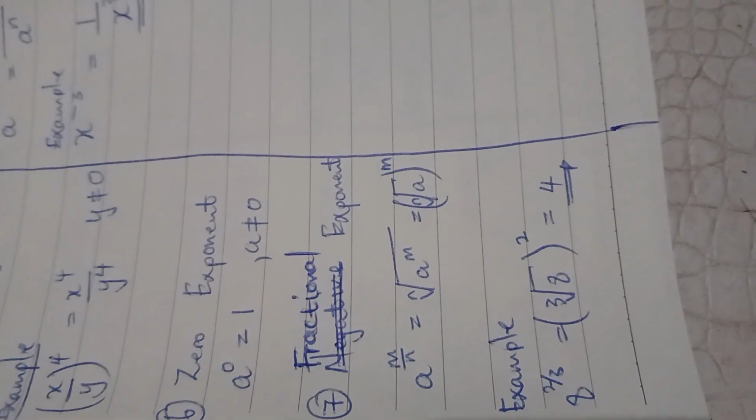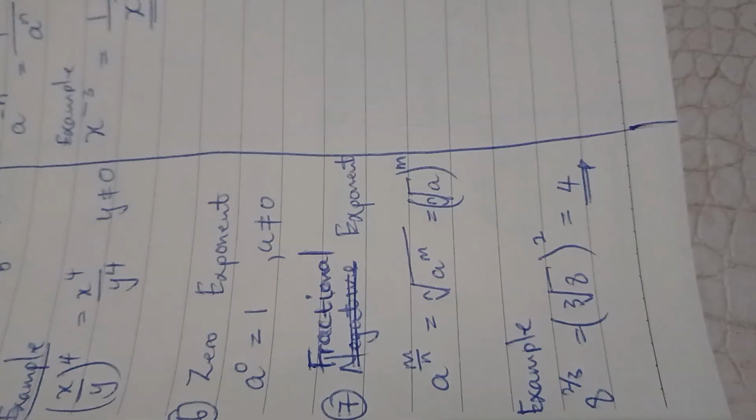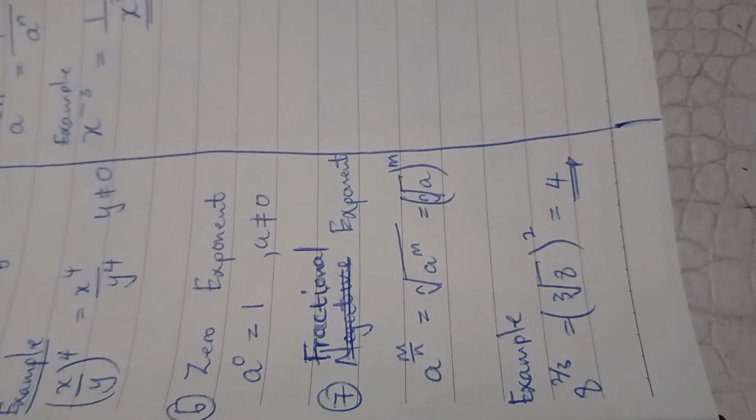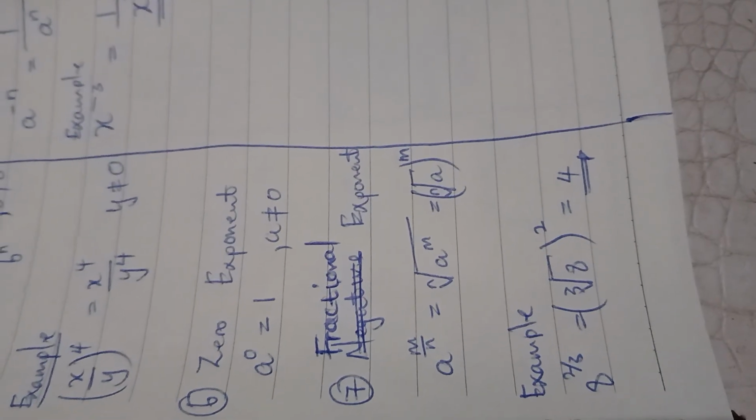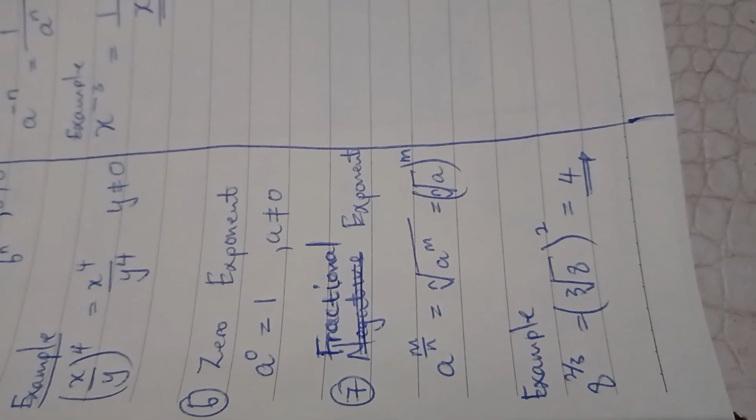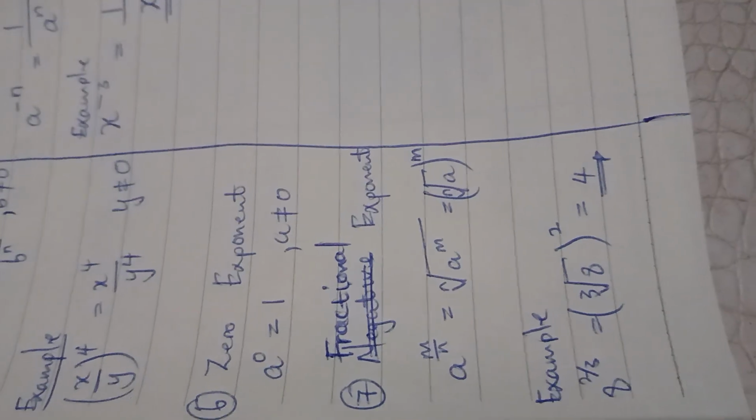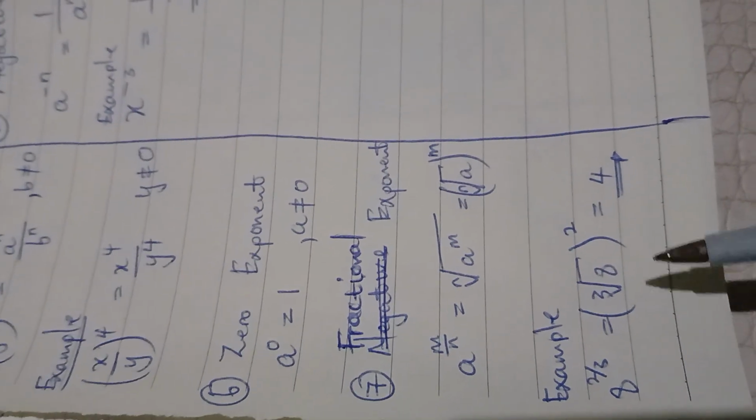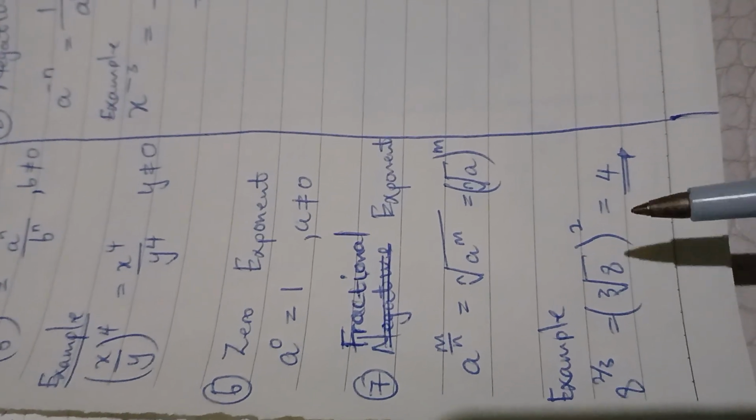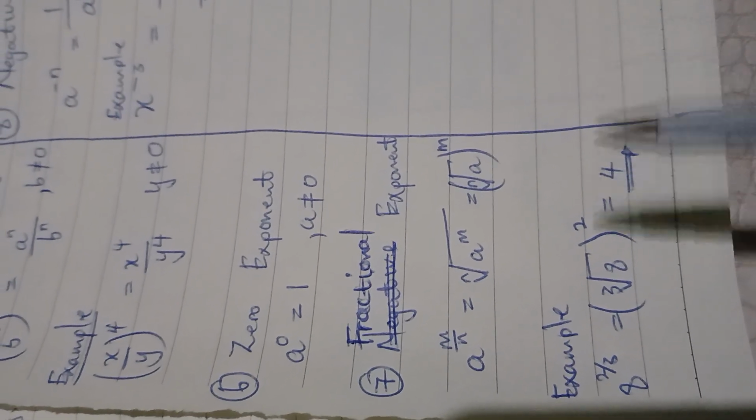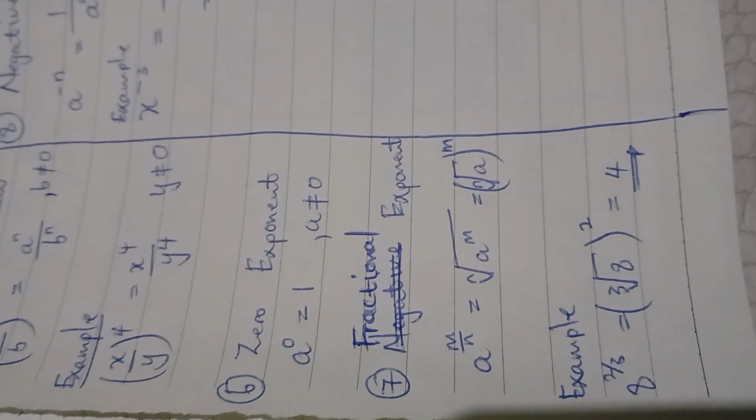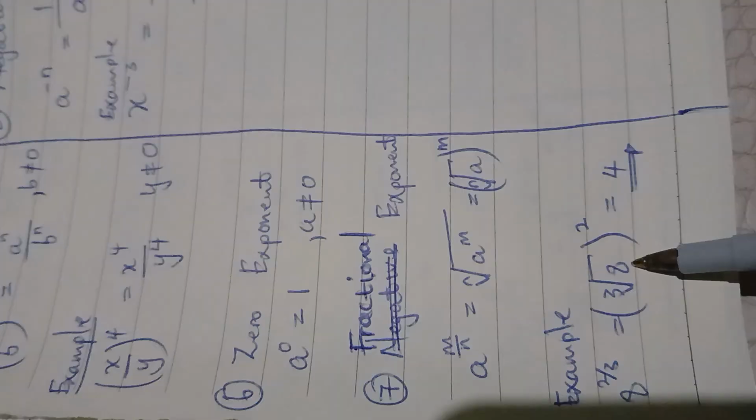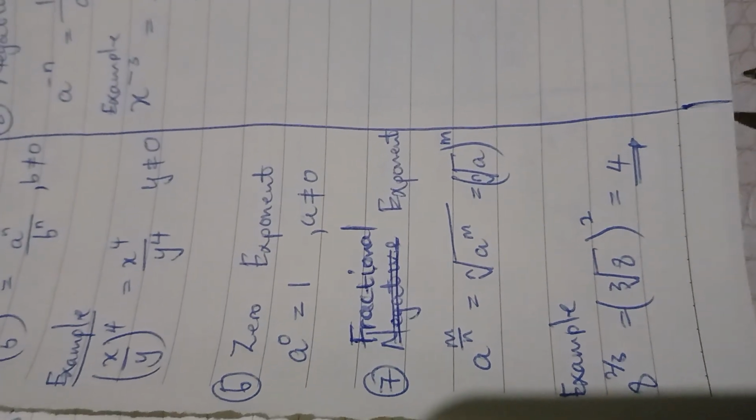And then we have the fractional exponent, which states that a to the m over n is equal to the nth root of a to the m, or the nth root of a, in brackets, to the power m. In an example, we have 8 to the 2/3, which is equal to the cube root of 8, squared, as stated by the law. The cube root of 8 is equal to 2. 2 to the power 2 gives us 4.